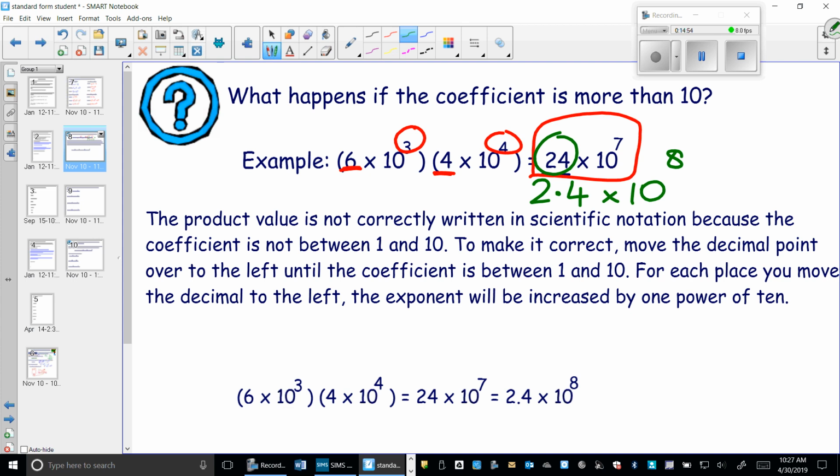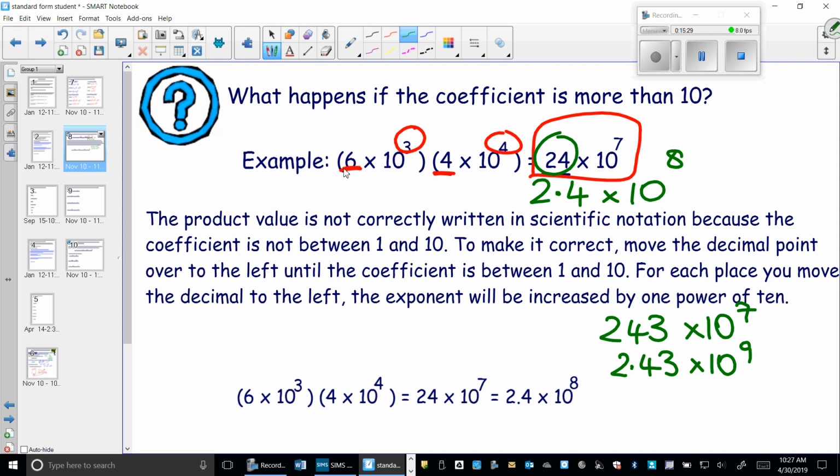Now, as Madison just said, if for example, we had 243 multiplied by 10 to the 7th, we need to change this number here. We'd have to move it 2 places. So this would be 2.43 multiplied by 10 to the 9 because we had to move it 2 places. Is there any possible way by doing that you'll get a negative power? Sometimes, but not often. Oh, it was already negative. Yes.